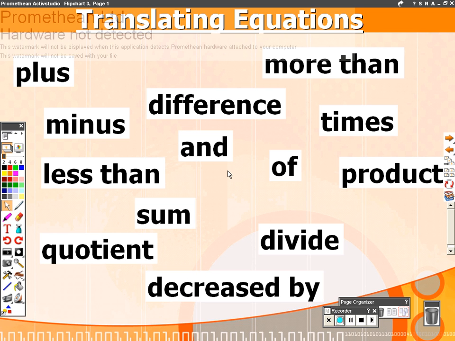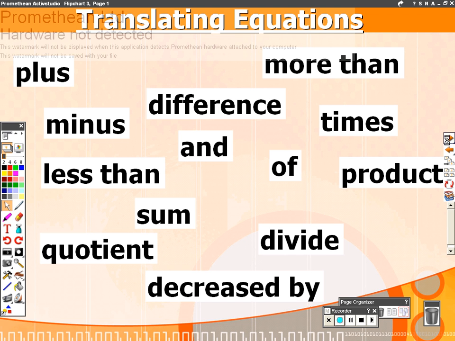In this video, we're going to look at translating equations. Here are some keywords that you're going to see in translating equations: plus, more than, difference, minus, times, and, less than, of, product, sum, quotient, divide, and decrease by. These are some of the words. Now we're going to look at some easy ones, and we're going to look at some more challenging ones as we work through this video.